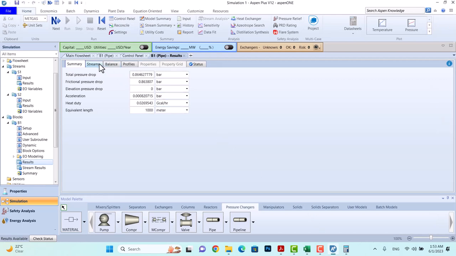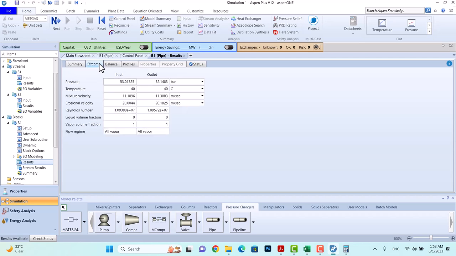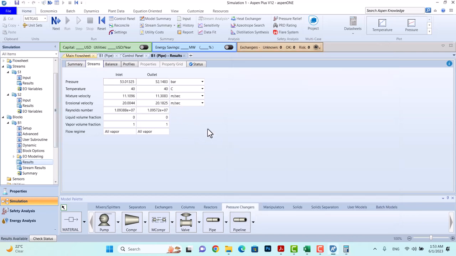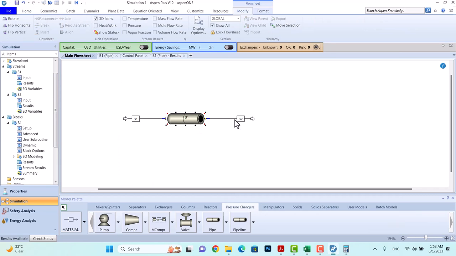And if you look at the velocity here, it is much more relaxed. And if you, let's calculate it here, the velocity head, this one at the outlet multiplied by itself and multiplied by the mass density of the outlet stream.